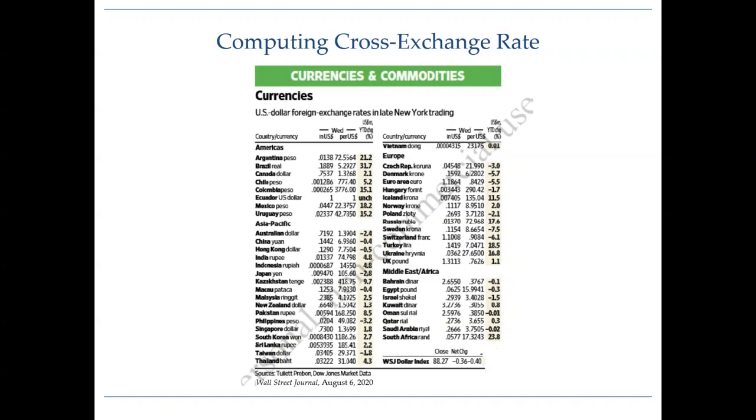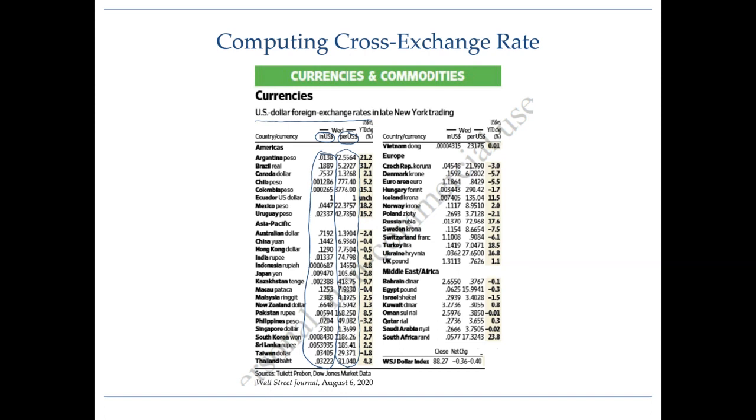Hello everyone. In this video, we are going to learn how to compute a cross-exchange rate. In the foreign exchange market, foreign currencies are typically quoted against the US dollar, and that's called dollar exchange rates. For example, in this table, in the first column, we have the dollar price of foreign currency. This is also called direct quote or American terms. And in the second column, we have the foreign currency price of US dollar, and this is called indirect quote or European terms as well.